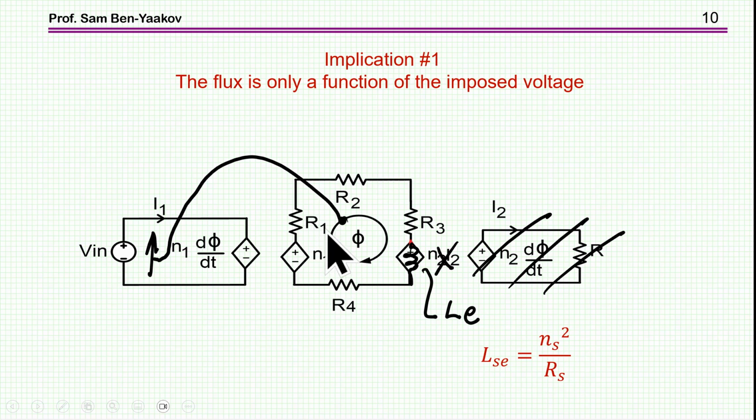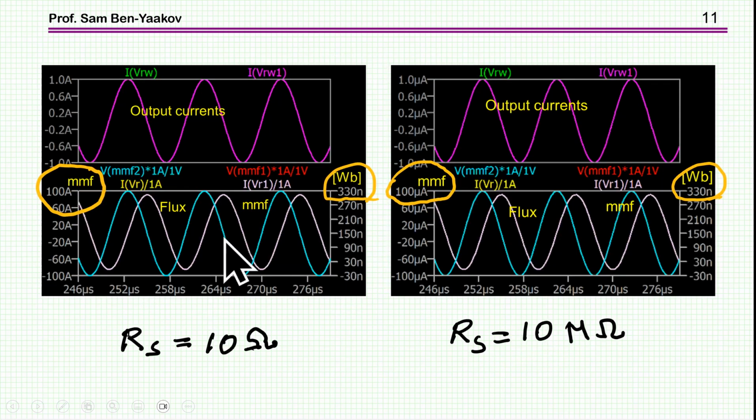Now, the flux here is actually an integral of the voltage here. So therefore, the flux is linked to the voltage only, independent of the current. To show this, I'm running two cases here: one with a load of 10 ohm, where the current is 1 amp at the output, and here the load is 10 megaohm and the current is 1 microamp.